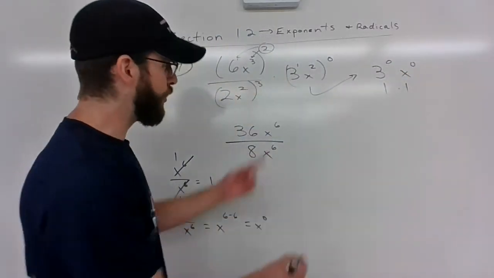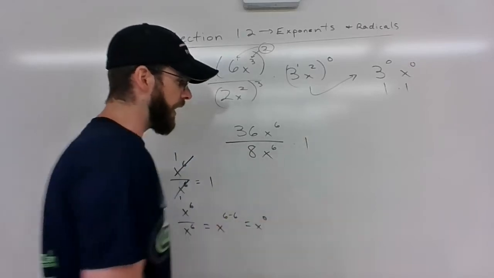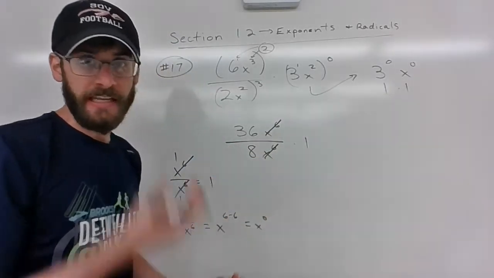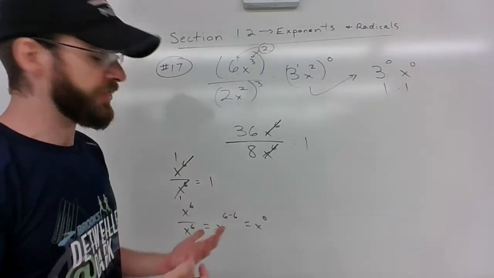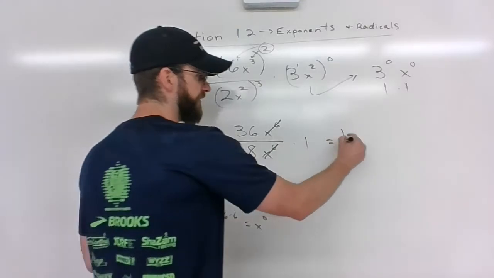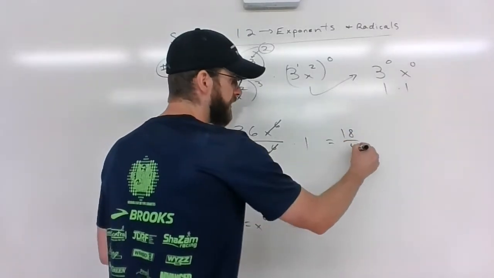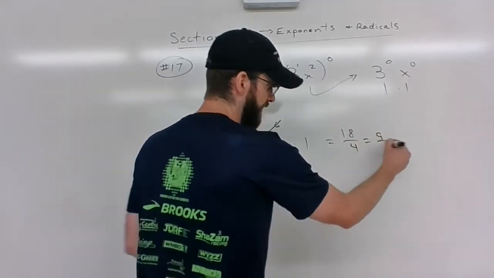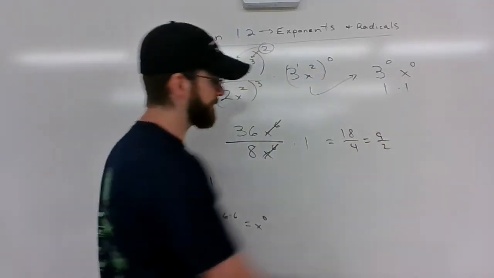All right, so it's this whole expression times 1, plus we just showed that x to the 6 over x to the 6 basically cancels out to 1, and you're left with 36 over 8, which will reduce down to, cut it in half, cut it in half, 9 halves or 4 and a half.